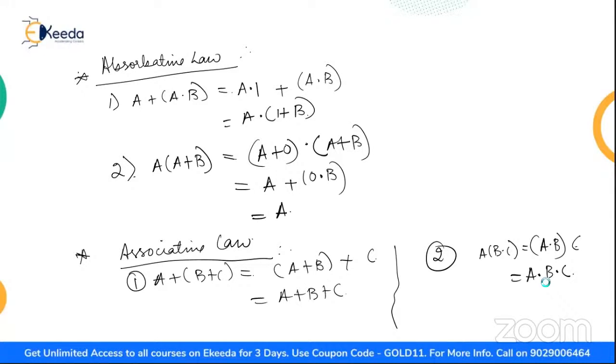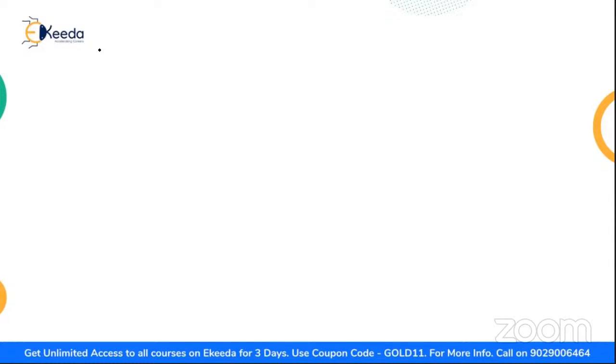Okay, so we'll see one example on all these laws. One simple example. I'll write it down with another color. So let us see one example. We have to simplify this.